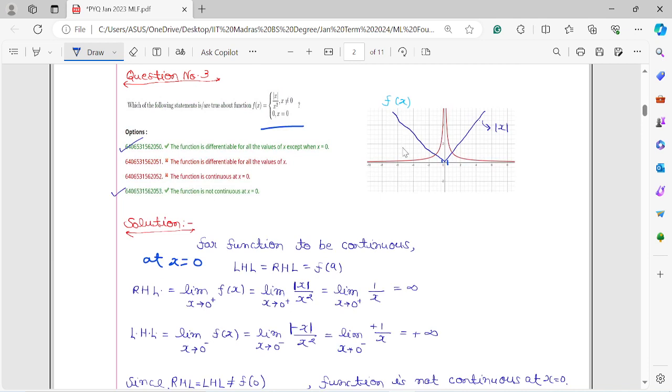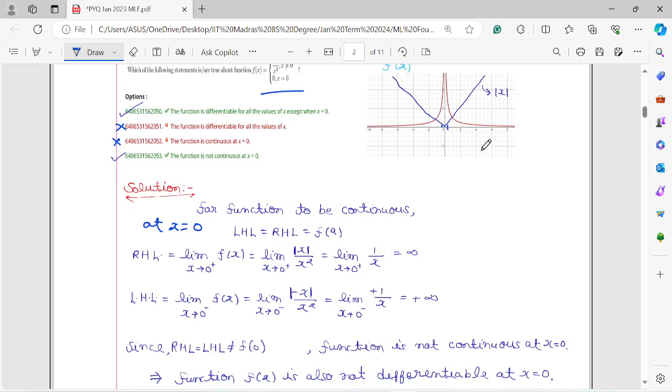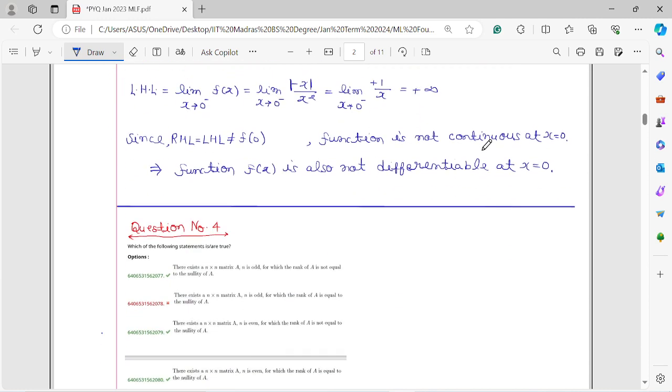So the second option says the function is differentiable for all values of x. This is not correct, because the function is not differentiable at x equal to 0. And the option that the function is continuous at x equal to 0 is also not true, because the value of the function does not satisfy the right hand limit or left hand limit. So the first and fourth are correct. Okay. So let us proceed with the next problem.